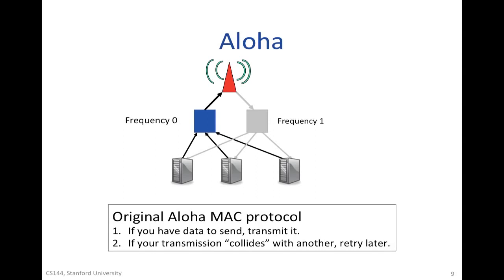How do you know that it collided? Well, you would send on frequency 0, and you would listen on frequency 1. And if what came back was not a correct copy of what you would send on frequency 0, you know it must have collided, and therefore you need to send again. And you would retry at a later time.